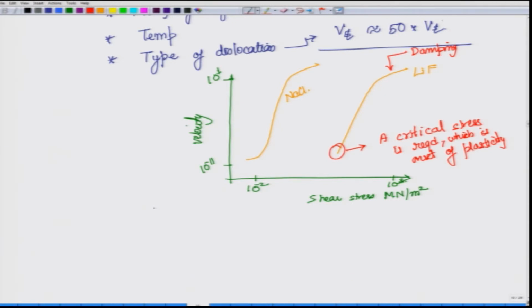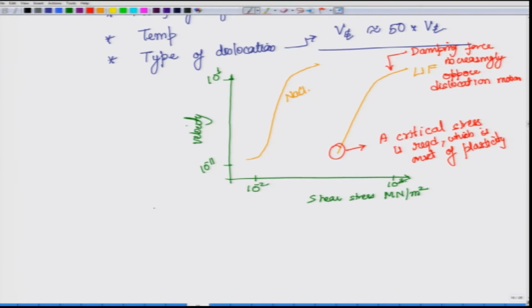It increases. So, the damping force increasingly opposes dislocation motion. Beyond a point, as you keep increasing the shear stress, the damping force becomes increasingly large and increasingly opposes dislocation motion. So, at higher velocity you see this kind of saturation.